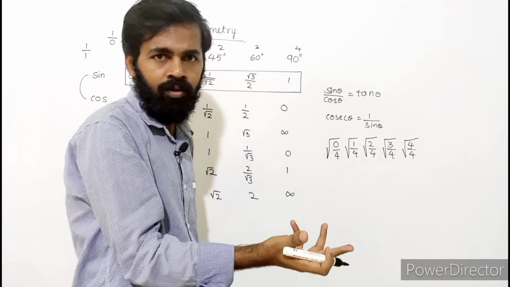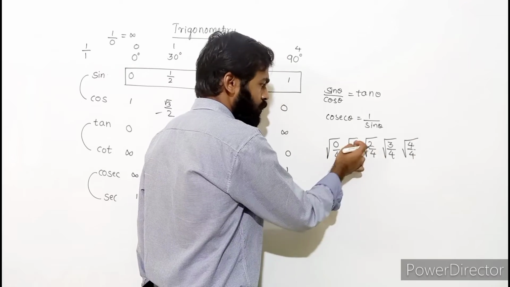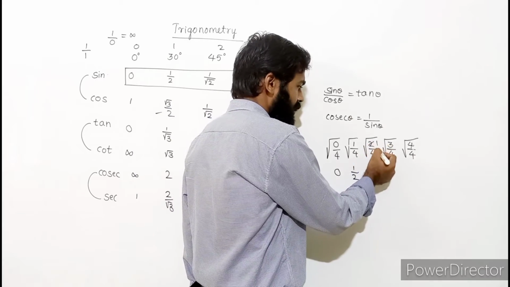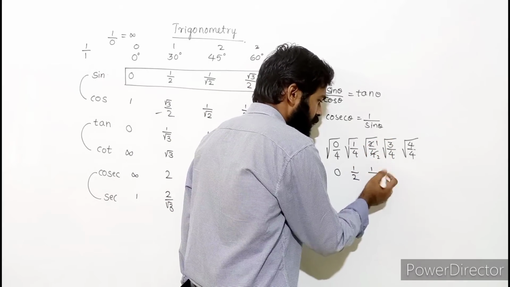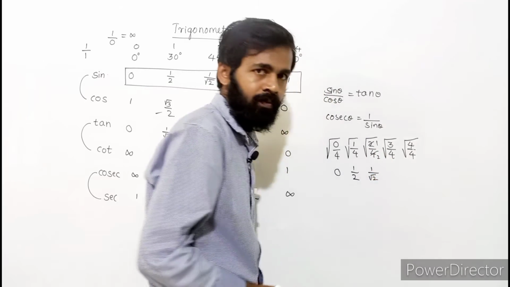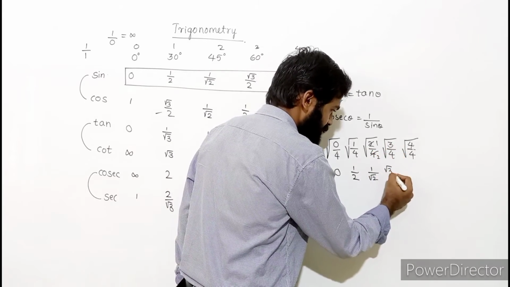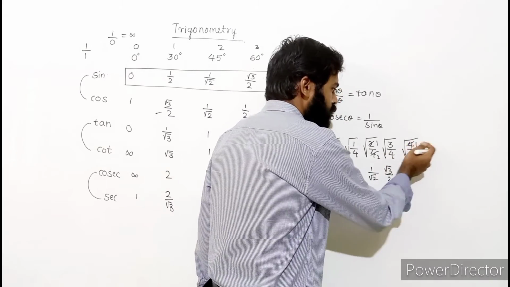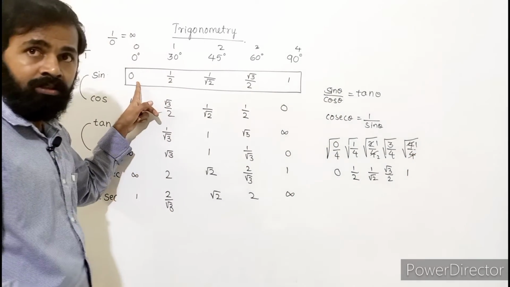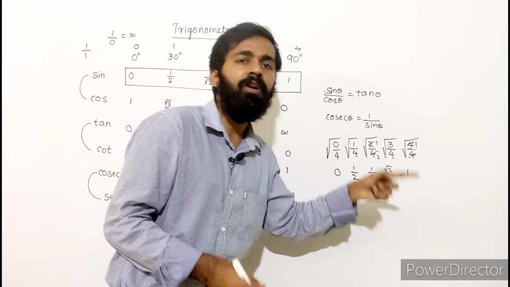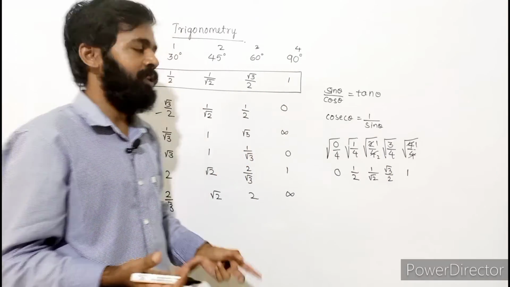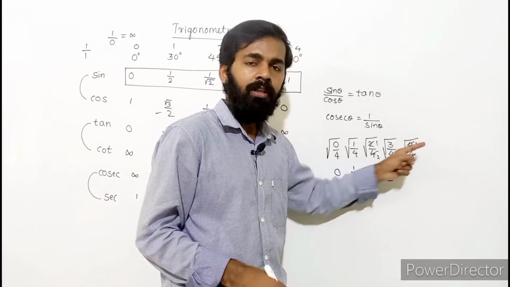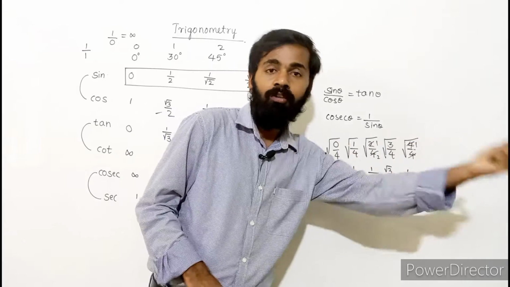0 by 4 is 0, root 0 is 0. 1 by 4, root 1 by 2. 2 by 4, which is 1 by 2, root gives 1 by root 2. 3 by 4 gives root 3 by 2. 4 by 4 is 1, root 1 is 1. We got these values. That's how we can remember the values of sine. If you remember the values of sine, you can write all the values. How did we do it? 0, 1, 2, 3, 4, then divide by 4, then take the square root for all of them.